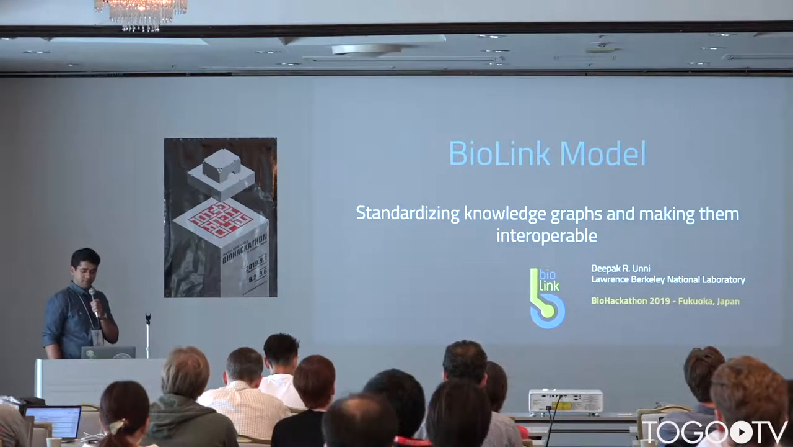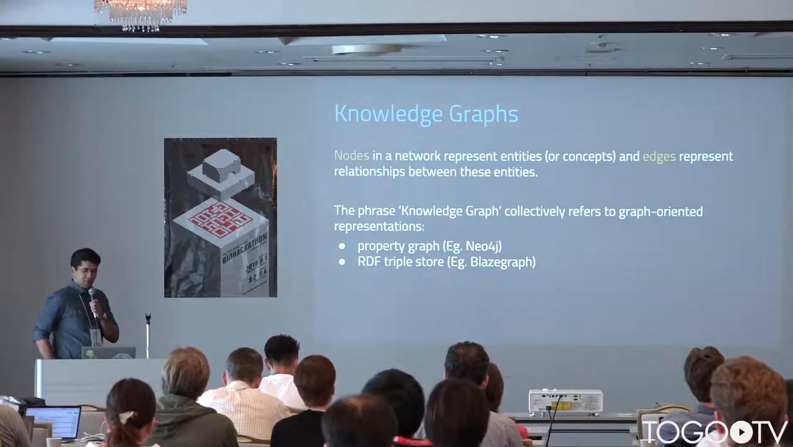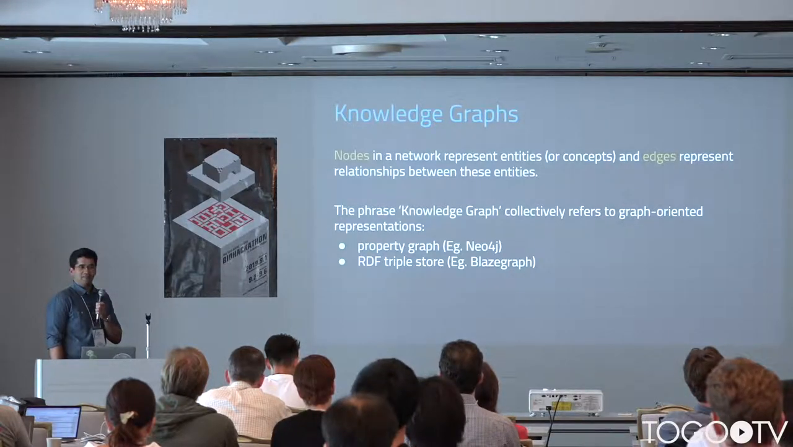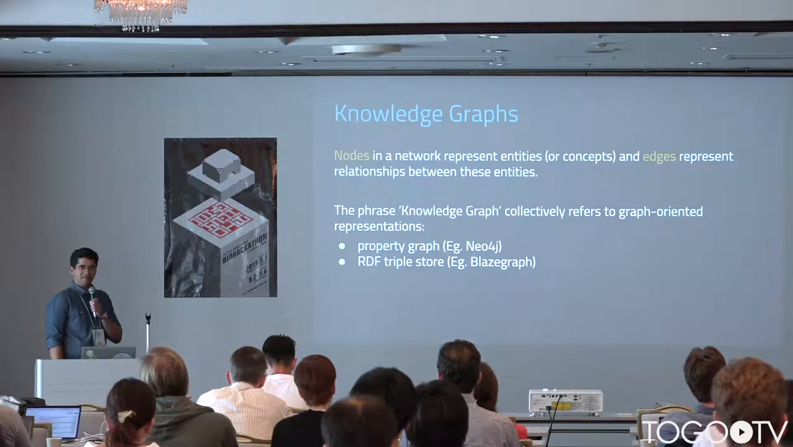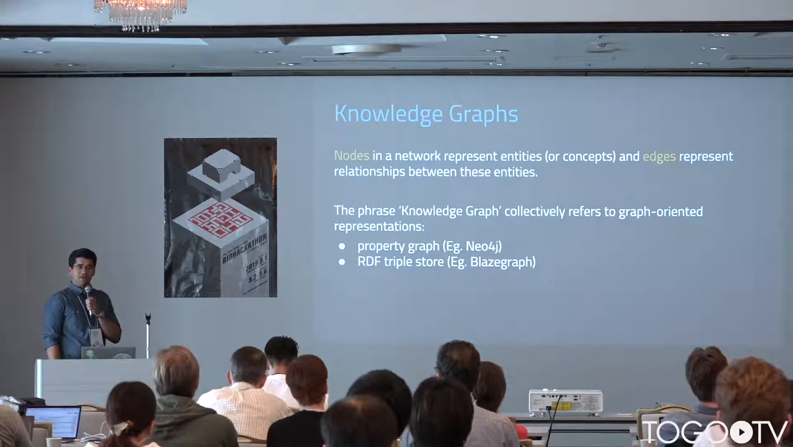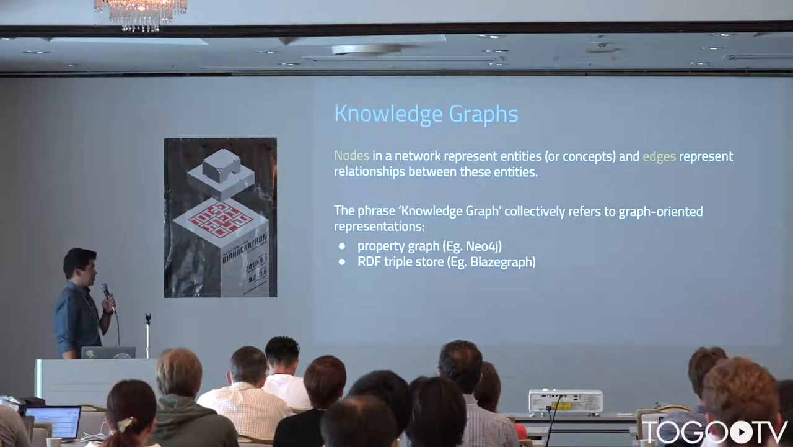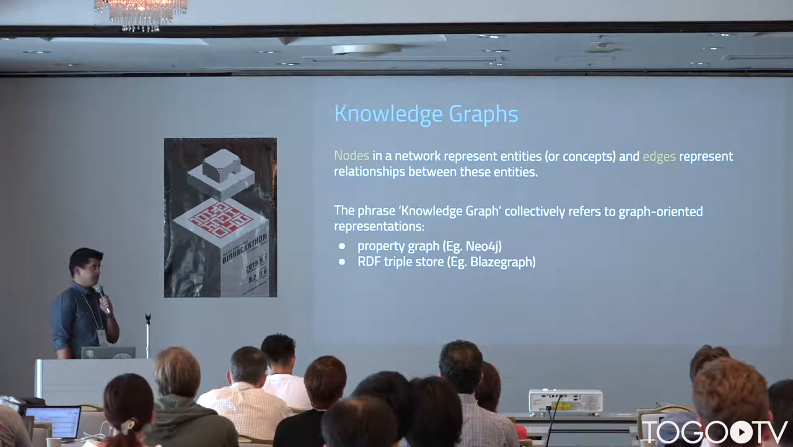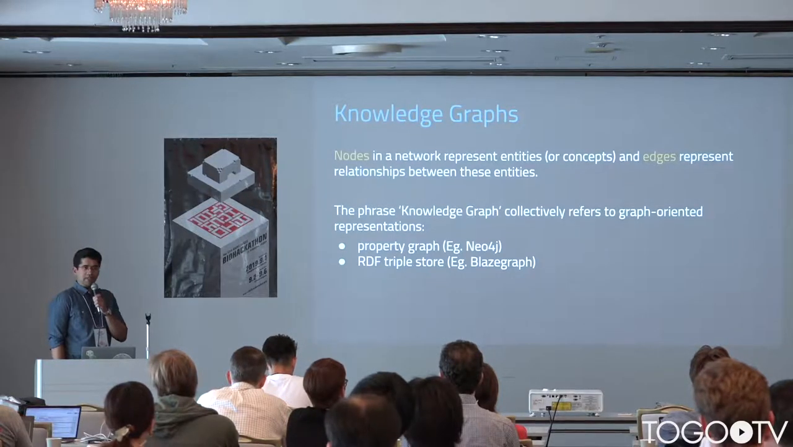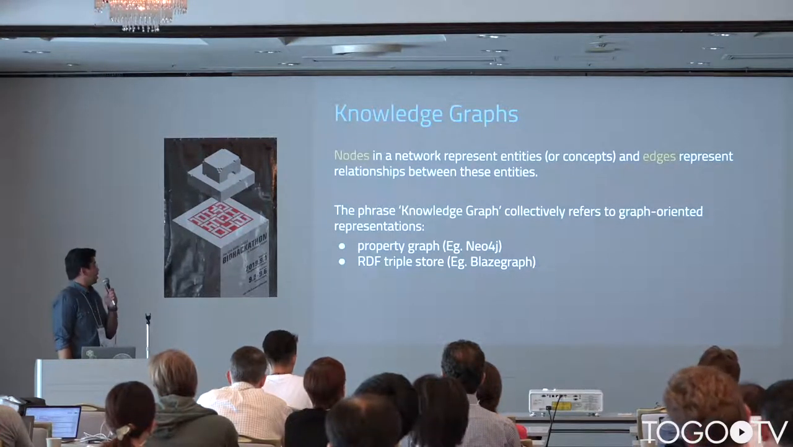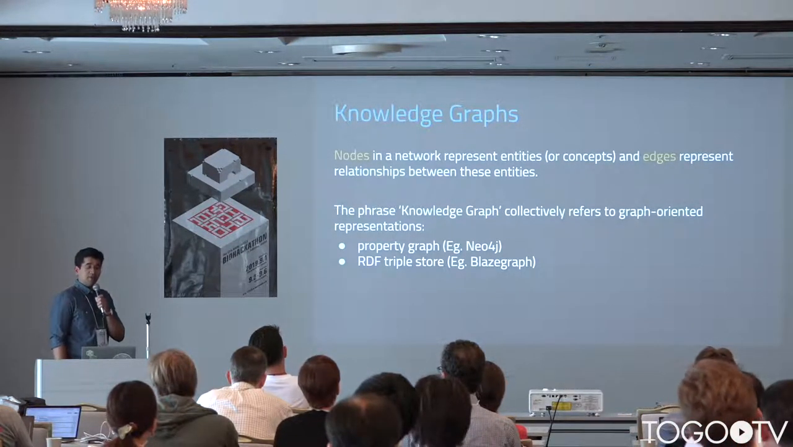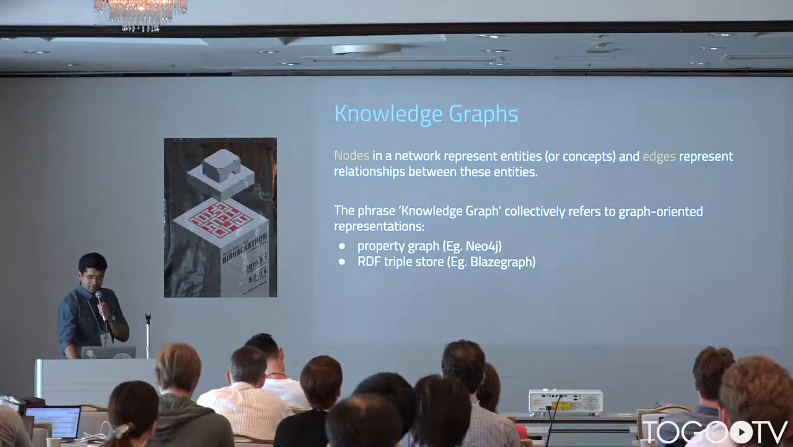I'll be talking about the BioLink model as a way of standardizing knowledge graphs and making them interoperable. I'm sure everyone here knows what a knowledge graph is. At its simplest, it's a graph that represents knowledge or facts, where nodes represent entities and edges represent relationships between these entities. The phrase knowledge graph just collectively refers to graph-oriented representations like property graphs and RDF triple stores.